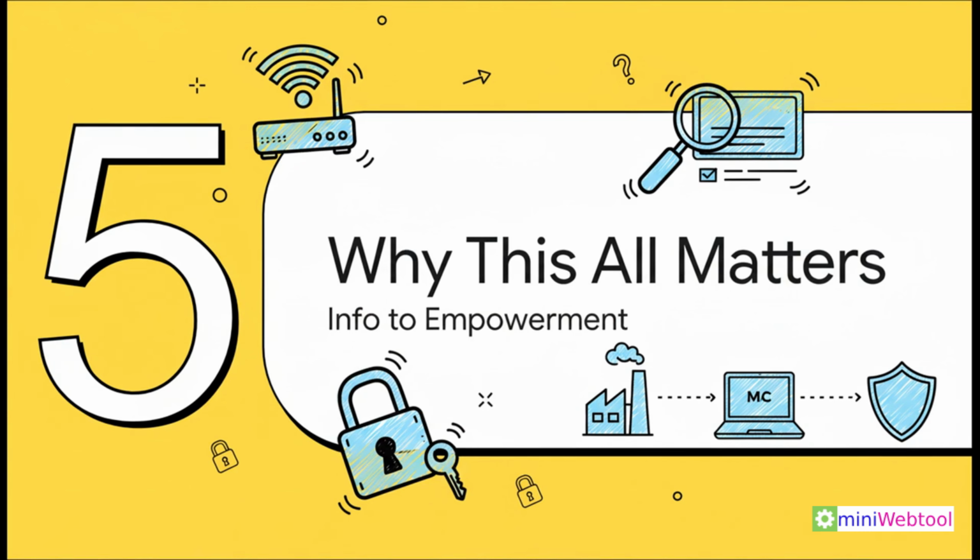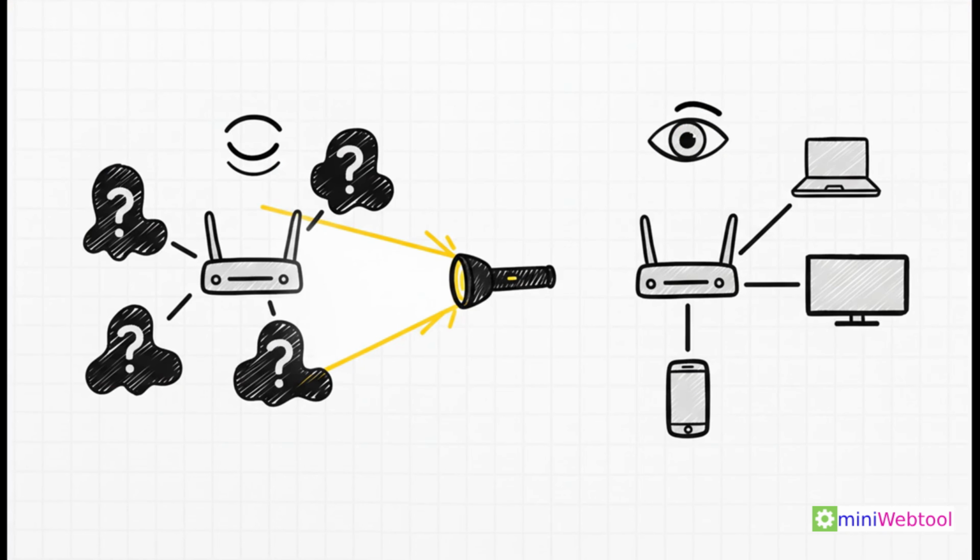So we know what a MAC address is, and we know how to look it up. But let's zoom out for a second. Why is this little piece of knowledge so important? Well, this is where we go from just having information to actually being empowered. Look, this is about so much more than just satisfying your curiosity. When you can identify every single device, you're basically turning the lights on in your digital home. You gain visibility, and with that visibility comes control.